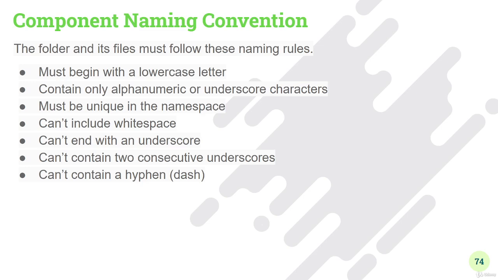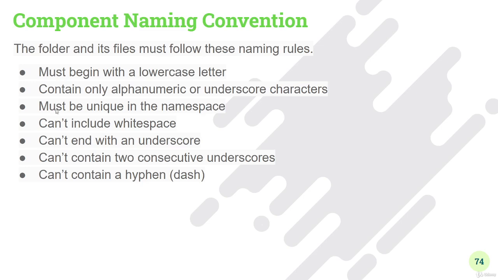And it should be unique in the namespace, which means suppose you created a hello world component in Aura as well, and now you're creating the same name component in LWC, that will not be allowed and it will throw an error. So just make sure in the whole project you have only one unique name. White spaces are not allowed, like if you give hello space world, that's not allowed. Your component can't end with underscores, and can't have consecutive underscores or hyphen.